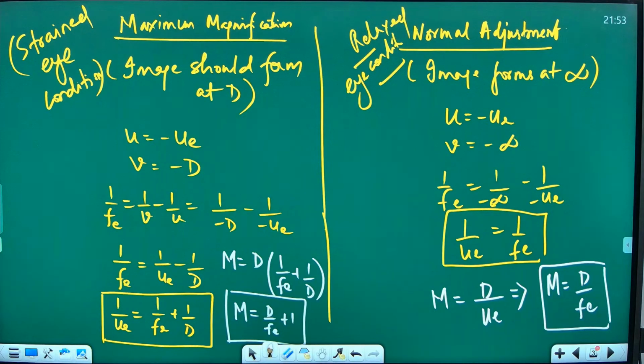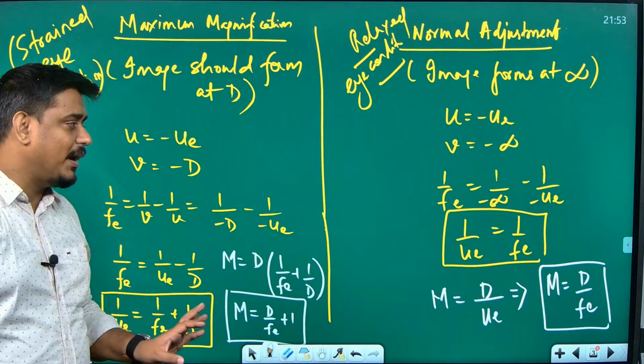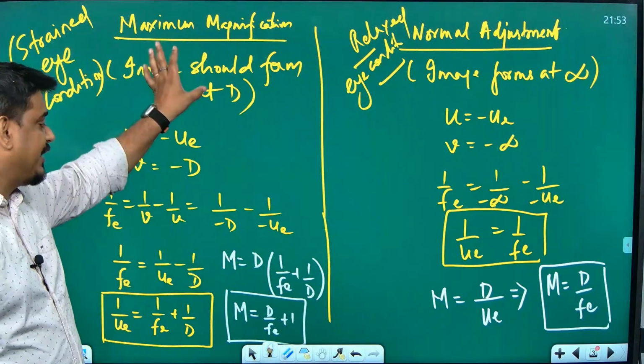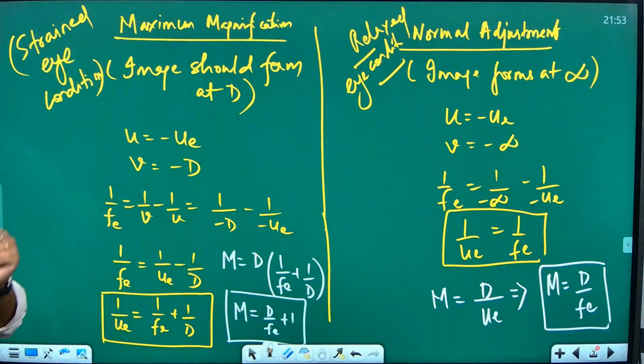So magnification of a simple microscope under normal adjustment is d by fe, under maximum magnification is d by fe plus 1. If it is clear to you, copy it up fast.